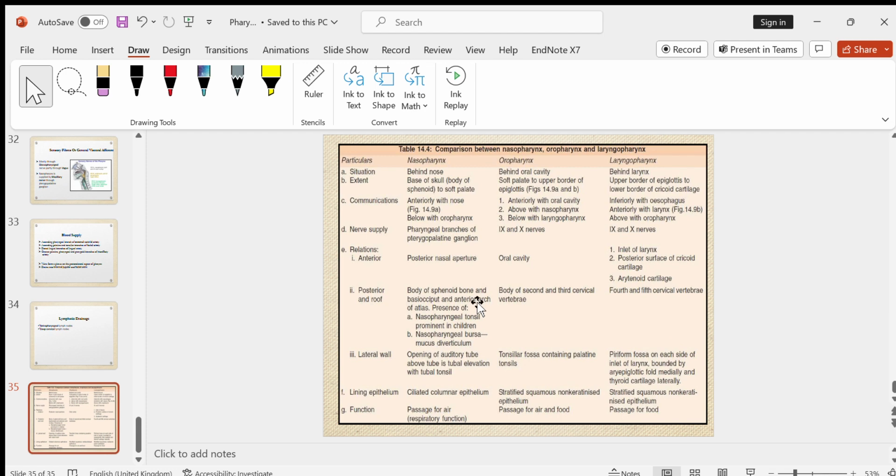This is a very important table. It briefly describes everything that I've told you in this lecture. It has the situation, extent, communication, nerve supply, relations, as well as lining epithelium and function of the three parts of the pharynx that are the nasopharynx, oropharynx, and the laryngopharynx.